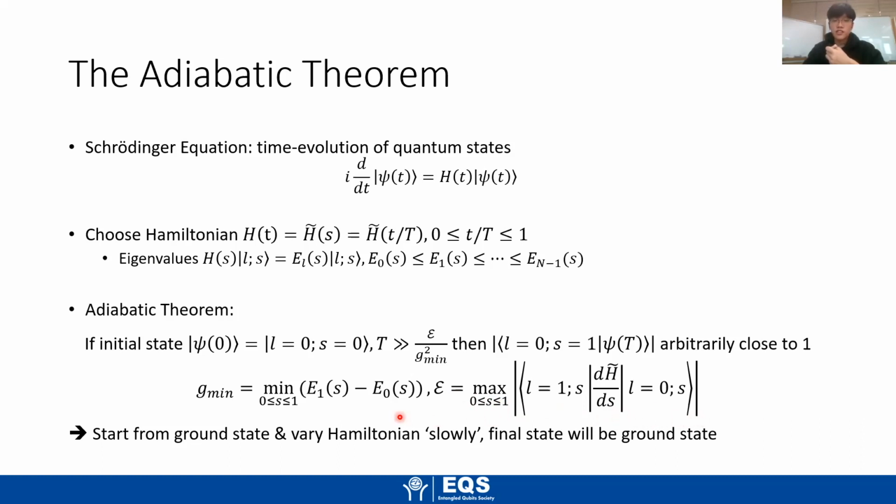So basically what this tells us is that if we start from the ground state of our starting Hamiltonian, and if we vary the Hamiltonian very slowly, determined by these two values, then the final state will be the ground state. So this is important because, as discussed before, the way that we're trying to solve the satisfiability problem is we're trying to encode the solution into the ground state of the Hamiltonian. So in this way, we will be able to prepare a ground state of some Hamiltonian by changing the Hamiltonian very slowly.